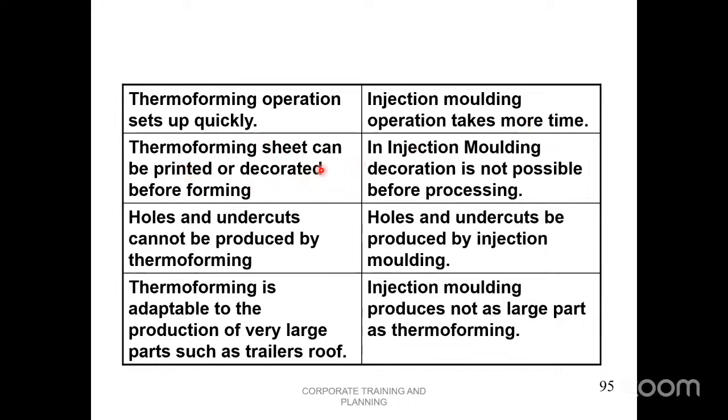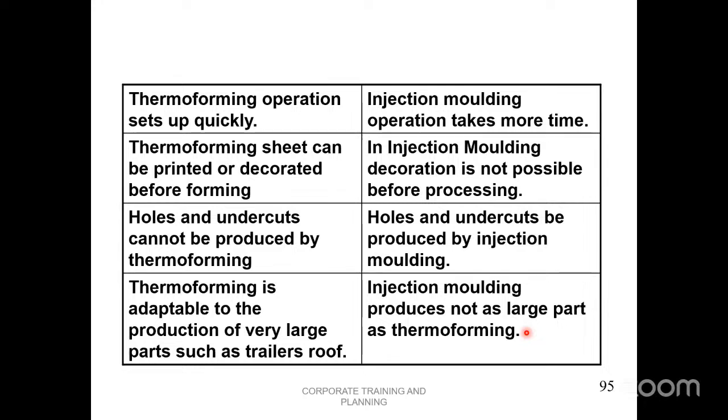Thermoforming sheet can be printed or decorated before forming. Here, in injection molding, decoration is not possible before processing. Here, the sheet can have a design also, right? And you can produce the article. Holes and undercuts are not possible here. Here, holes and undercuts are possible. Now, thermoforming is adapted to the production of very large parts. Injection molding is not for large parts, but for all types of smaller size parts. This is the basic difference.